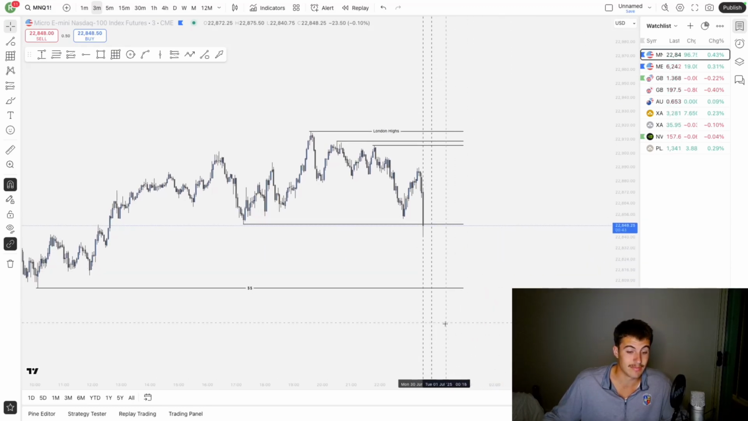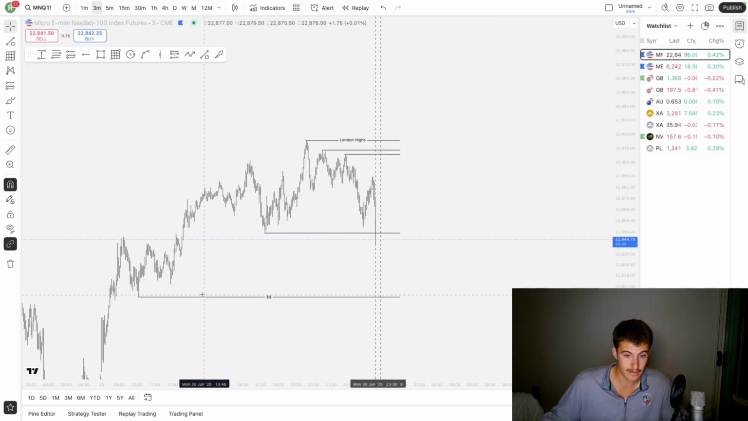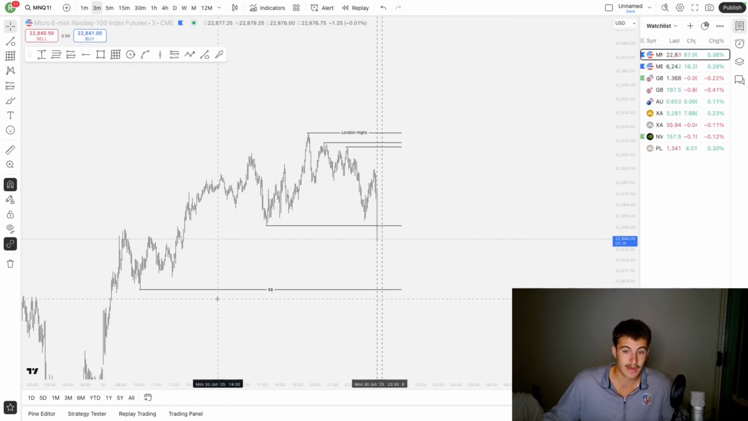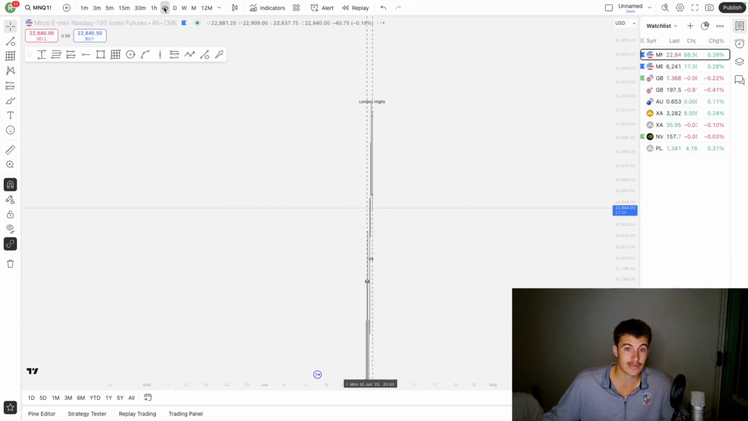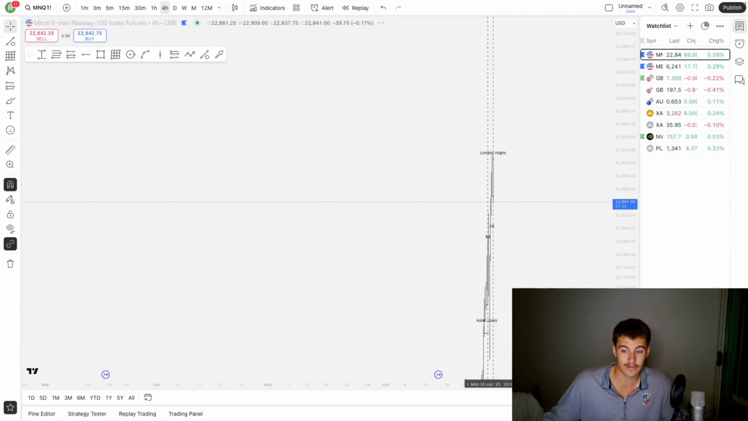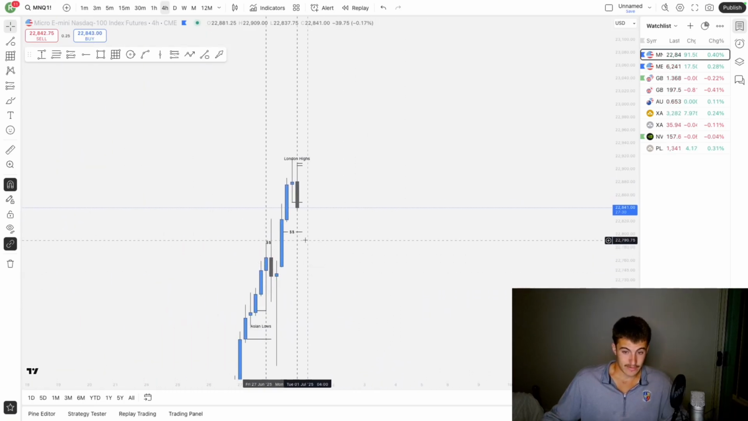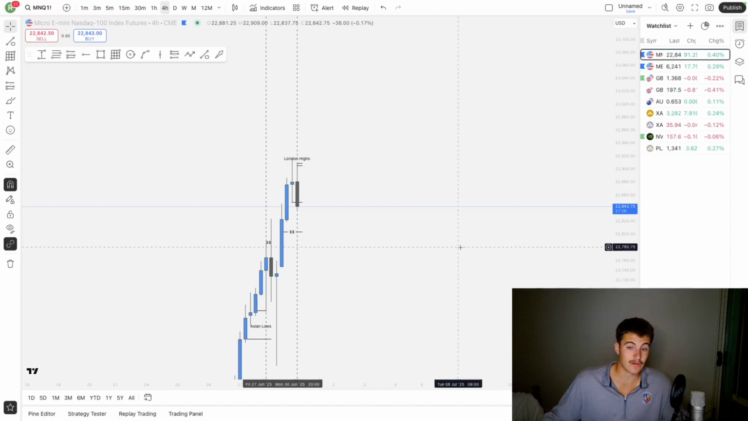Other reason that I want to be bearish today, and the reason I've got this marked out, underneath these lows here, we are seriously overextended. If you look at the market, we have just been moving. We have a big imbalance here that I would love to see get filled.